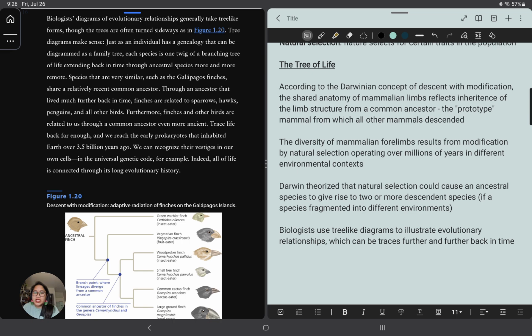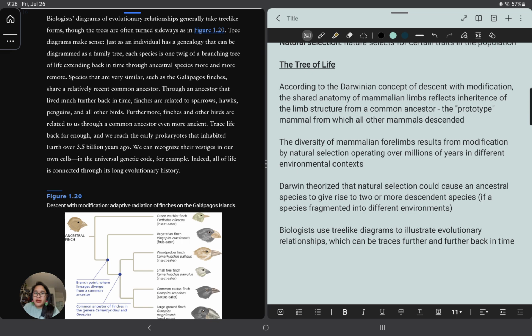Tree diagrams make sense. Just as an individual has a genealogy that can be diagrammed as a family tree, each species is one twig of a branching tree of life, extending back in time through ancestral species more and more remote. Species that are very similar, such as the Galapagos finches, share a relatively recent common ancestor.